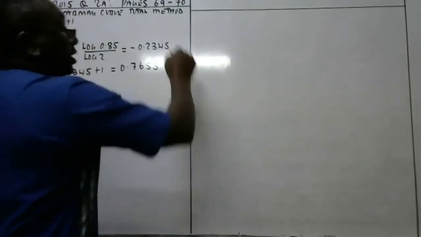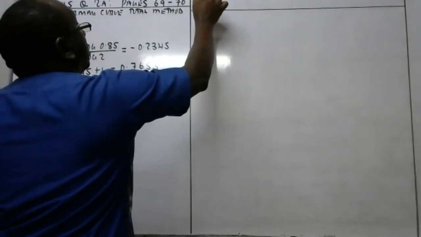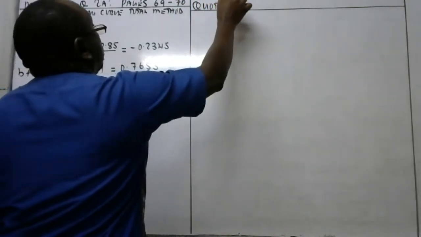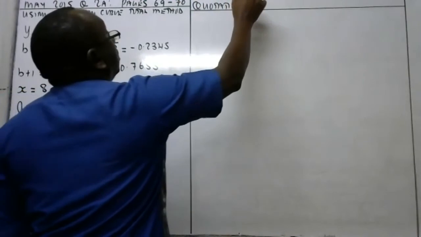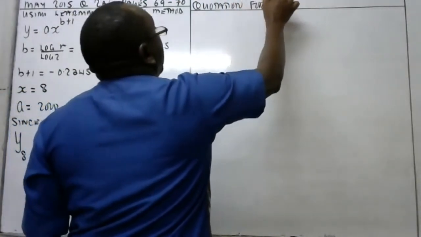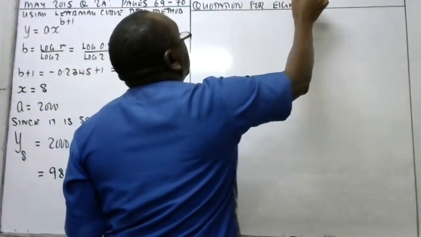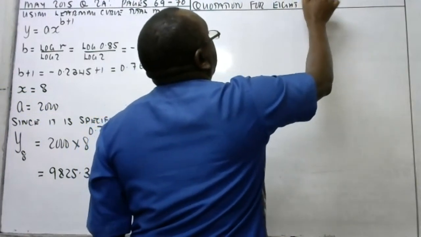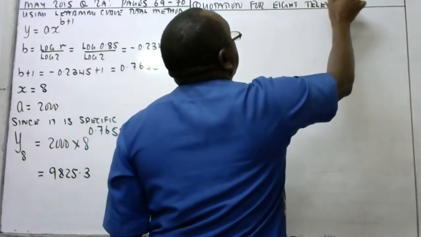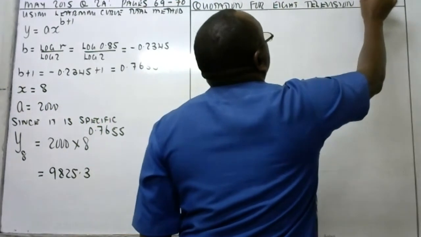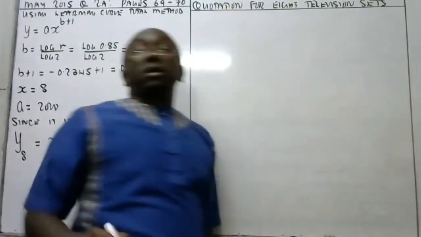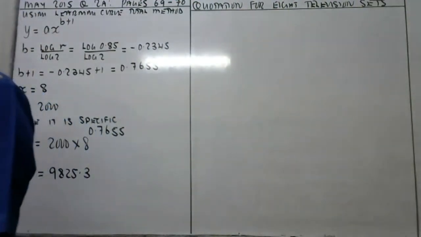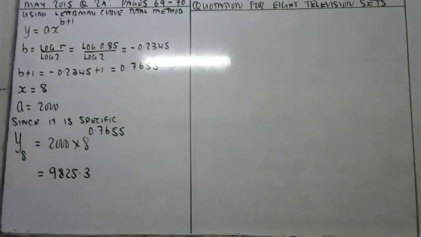So the quotation for 8 television sets. They are told to prepare a quotation. Quotation is the one that will show the price, the price that is to be charged.